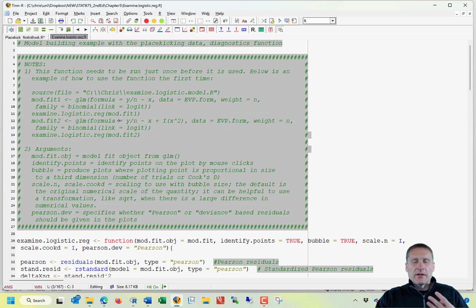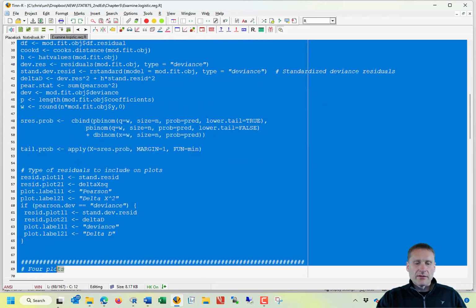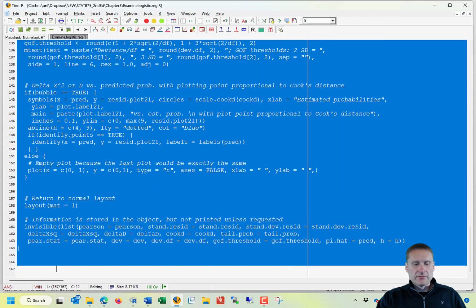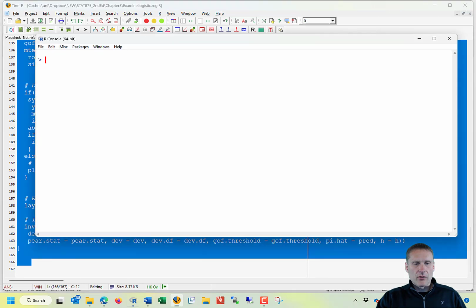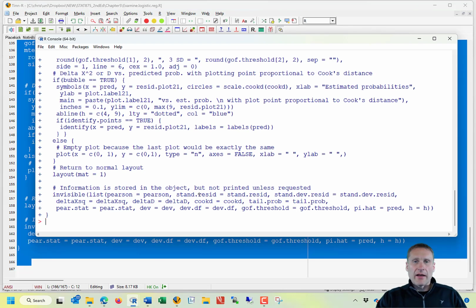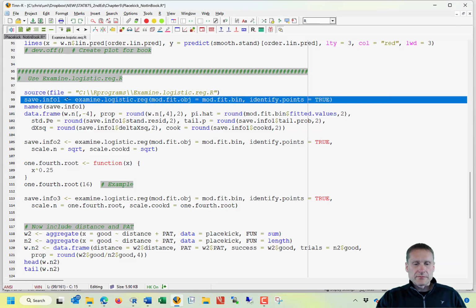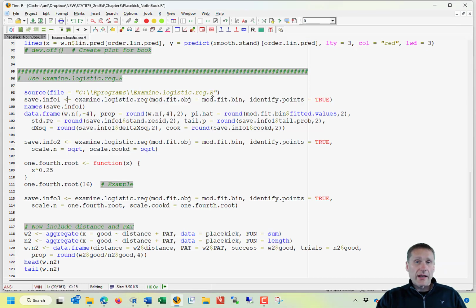To get this function ready to go in R, I can just highlight the code, run it, and now it's ready to go. Alternatively, if you know the location on your computer where you have saved that corresponding program, you can use the function called source that will automatically read in the program, run it into R, and now you're ready to go.